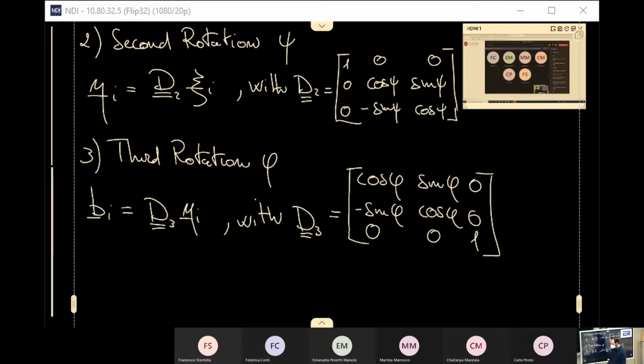Now, if we put together all these three formulas, we start from the last one, in which we express the bi with respect to the eta i. But the eta i in the second formula can be expressed in terms of the xi, and the xi in terms of the inertial frame. So we have the bi is what? D3 applied over D2 applied over D1 applied over xi.